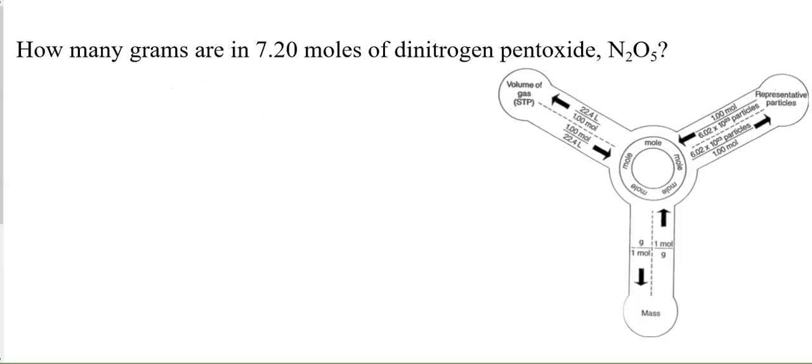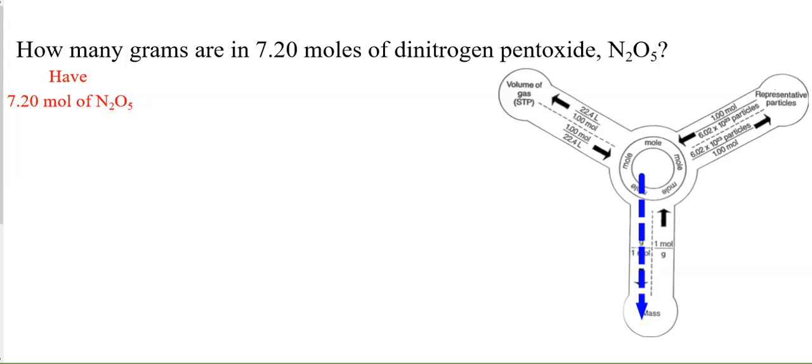Next, third question, how many grams? So we're going to do a mass here. How many grams are in 7.20 moles of dinitrogen pentoxide? So dinitrogen pentoxide looks like that. We're looking for how many grams. So that tells us we have mass. How many grams is a mass? So let's start off with what we have. We know we have a certain number of moles, and we know it's dinitrogen pentoxide.